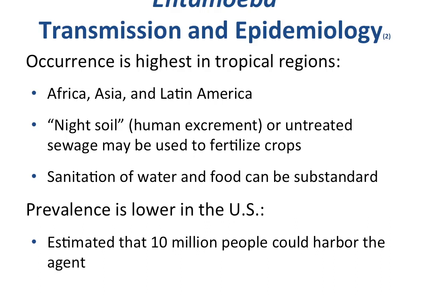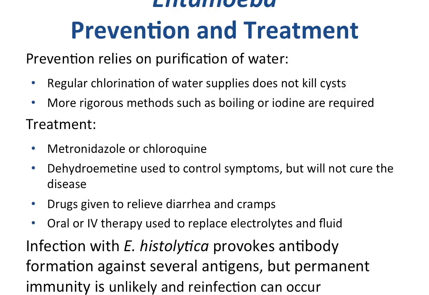However, scientists estimate that 10 million people may be carriers. The prevention is good hygiene, water purification, boiling the water, and chlorination of the water. Even so, chlorination doesn't kill the cyst. So the best way is boiling the water.